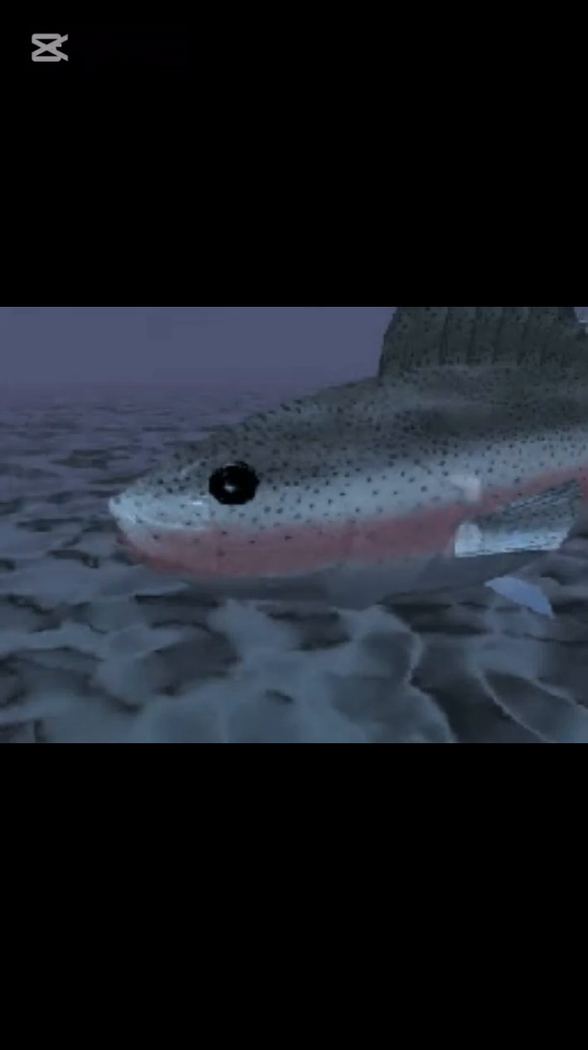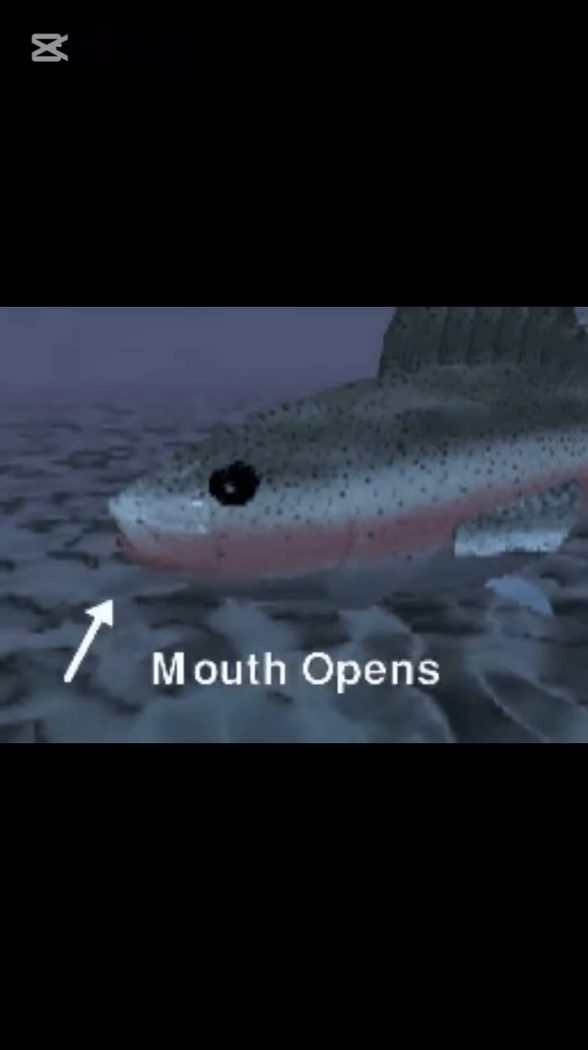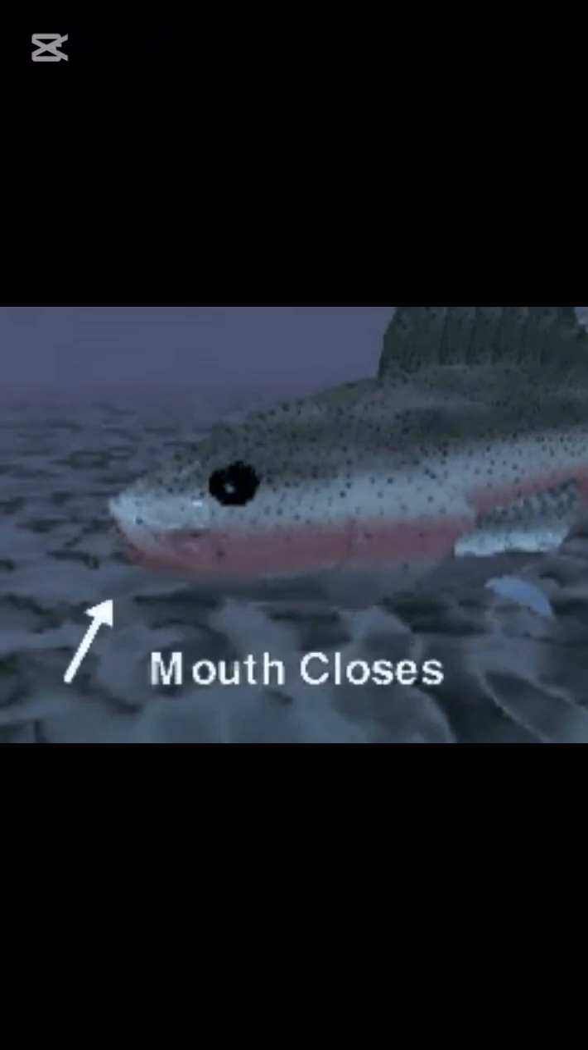In many fish, the breathing process begins when the gill covers close and the mouth opens. The walls of the mouth then move inward, the mouth partially closes, and the gill covers open. This action forces the water from the mouth into the gill chambers.